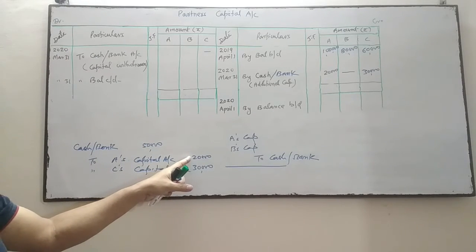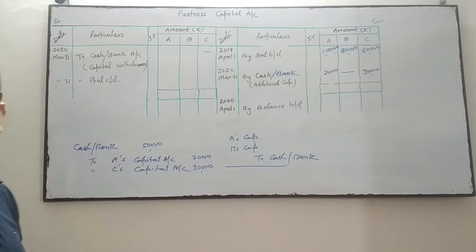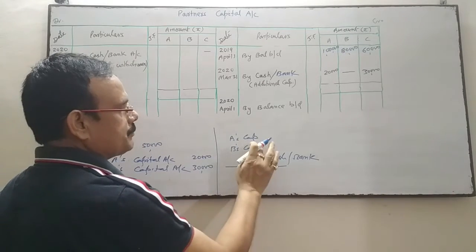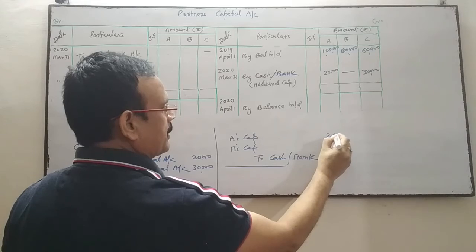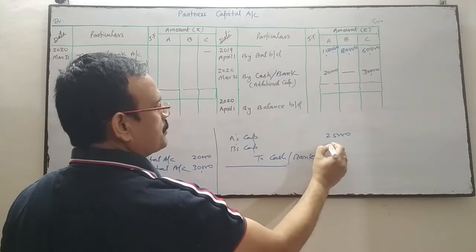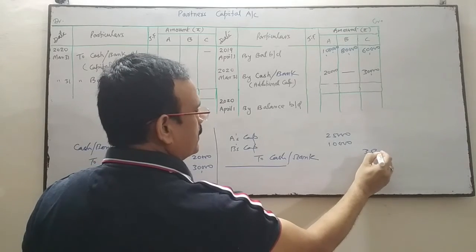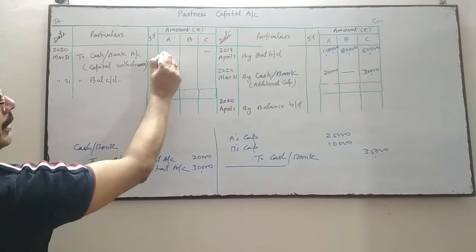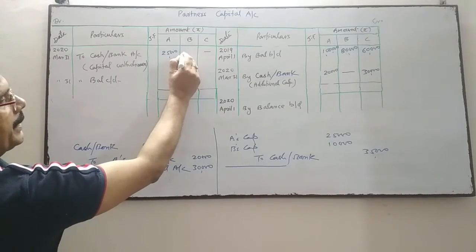In the column of A, 20, in the column of C, 30, because both partners have given the additional capital. Suppose these partners have withdrawn the capital from the business. A has withdrawn 25,000 and B has withdrawn 10,000 from the business. So total withdrawn is 35. So this entry will be posted this side. In the column of A, 25. In the column of B, it is 10.